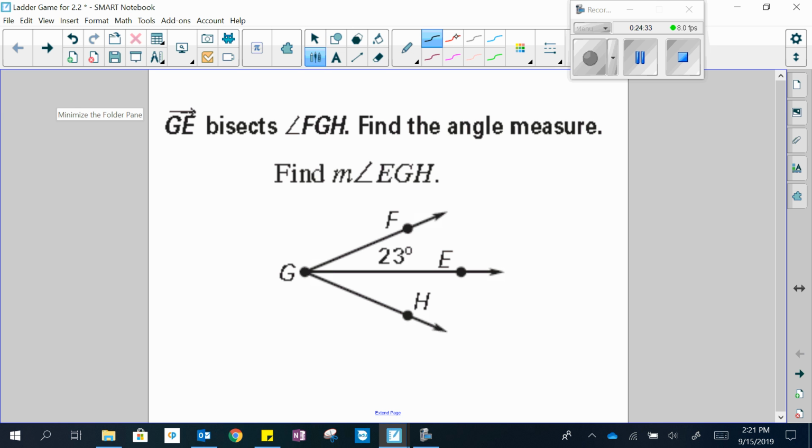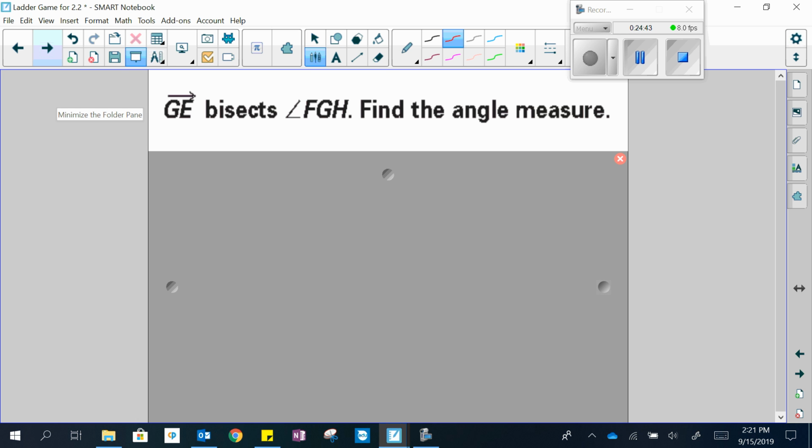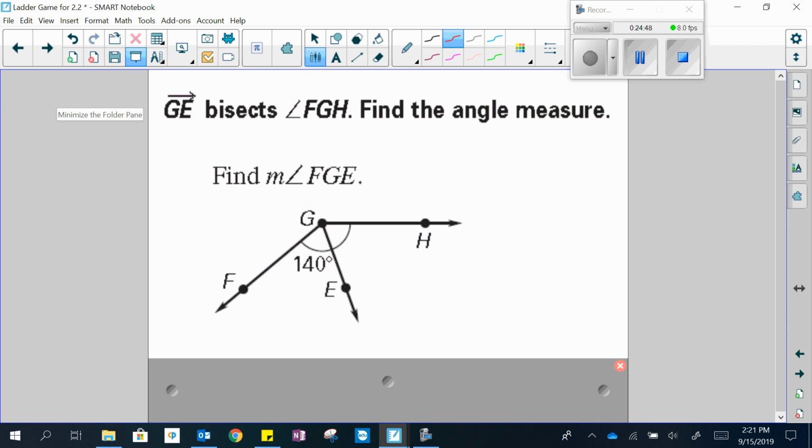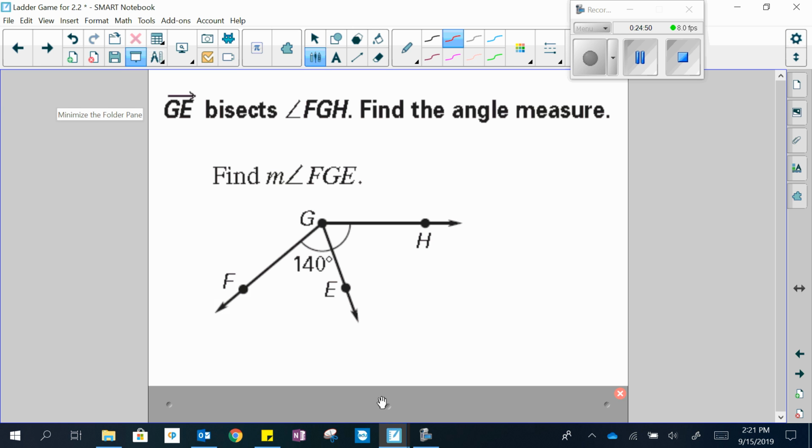Okay, so the measurement of EGH is 23 degrees. So hopefully you put 23 degrees. Good job. All right, let's try the next one. Here's the next problem. I'm going to show you the diagram before you start. Now you can pause the video now.